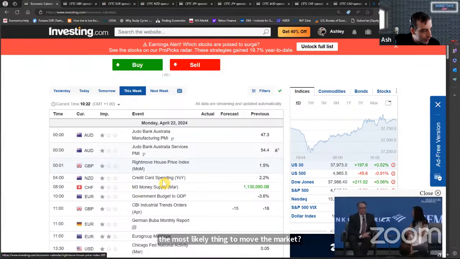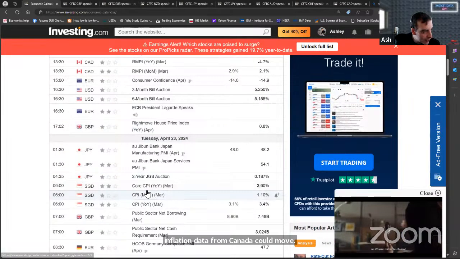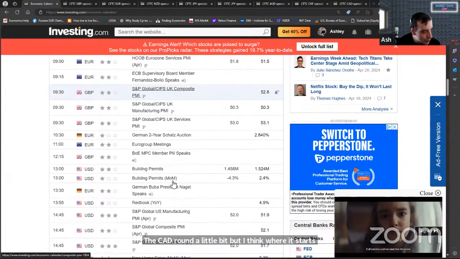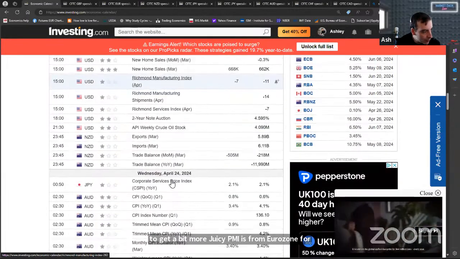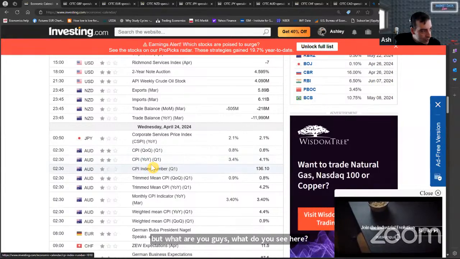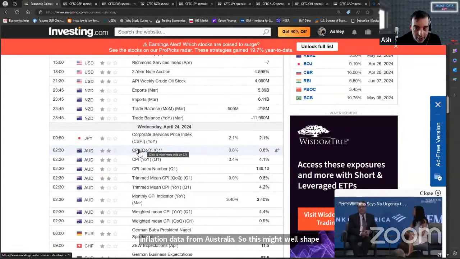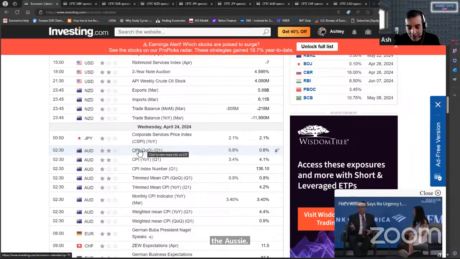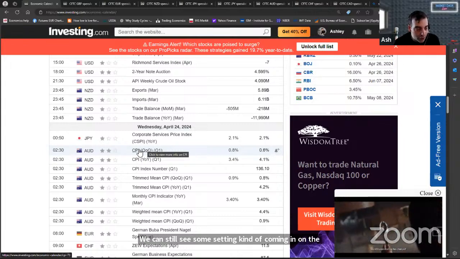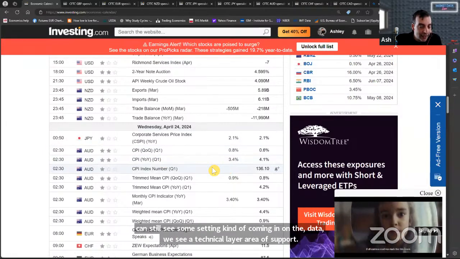Some inflation data from Canada could move the CAD around a little bit. But I think where it starts to get a bit more juicy, PMIs from Eurozone for sure. But where it gets a bit more juicy is here. Inflation data from Australia. So this might well shape which direction we want to take with the Aussie. We can still see some selling coming in on the COT data. We see a technical area of support. So this would probably drive which direction the Aussie is going to go in the short term.